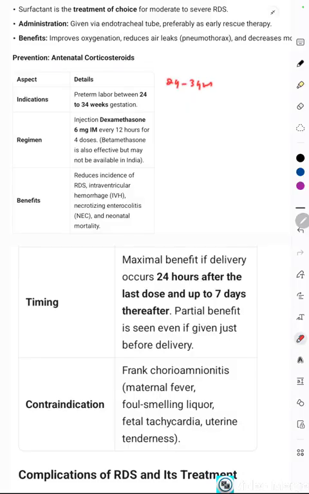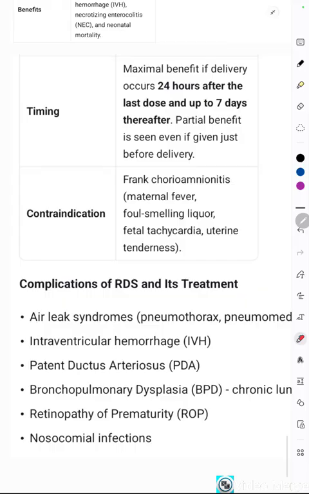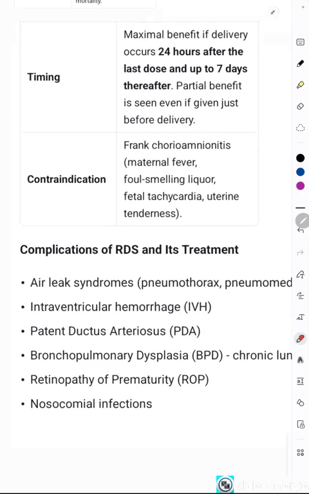Then the regimen includes dexamethasone 6 milligrams IM every 12 hours for 4 doses, or betamethasone 12 milligrams intramuscularly, 2 doses at a 24-hour interval. The benefit is that it not only reduces the incidence of respiratory distress syndrome, but also reduces the incidence of intraventricular hemorrhage, necrotizing enterocolitis, and neonatal mortality. The maximum benefit is seen 24 hours after the last dose and up to 7 days. Contraindications are frank chorioamnionitis, that is maternal high-grade fever, foul-smelling discharge, tachycardia in the fetus, and uterine tenderness.